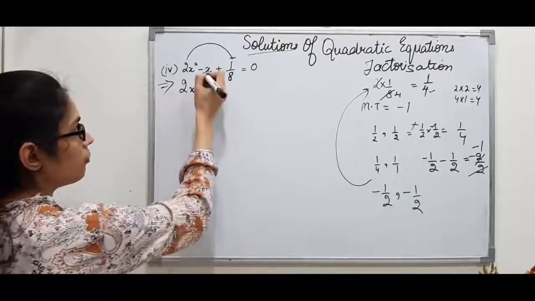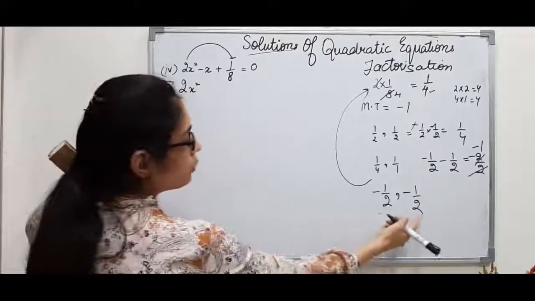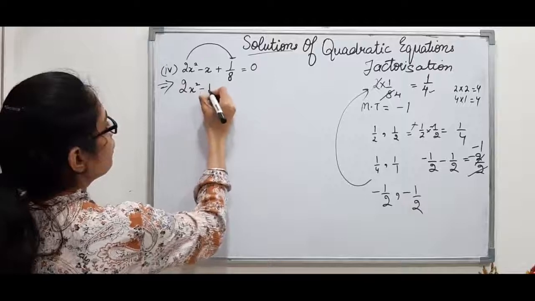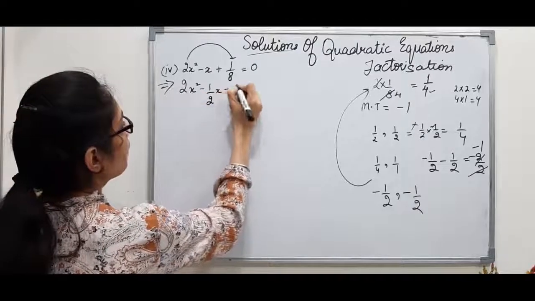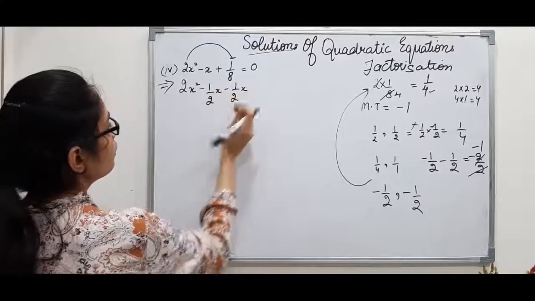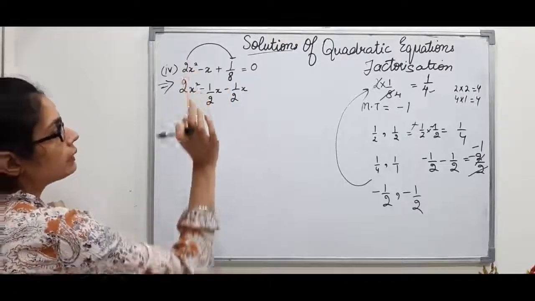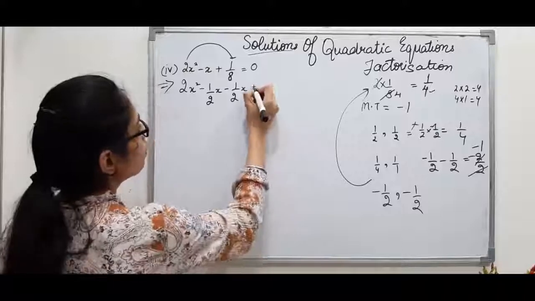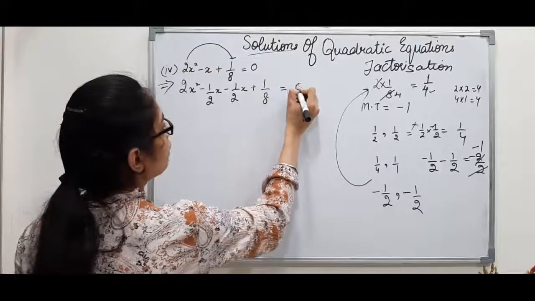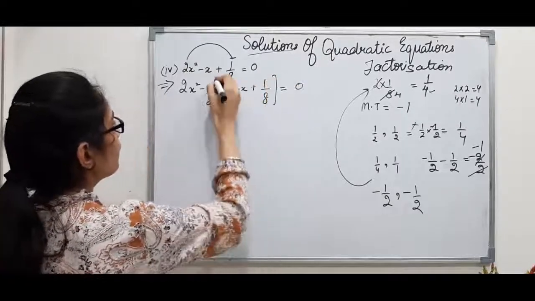So instead of minus x, now I will use these two numbers, minus 1 by 2x, minus 1 by 2x. If you add or solve these two, you will get minus x. We have just proved that also. Plus 1 by 8 is equal to 0. Now we will make two pairs.